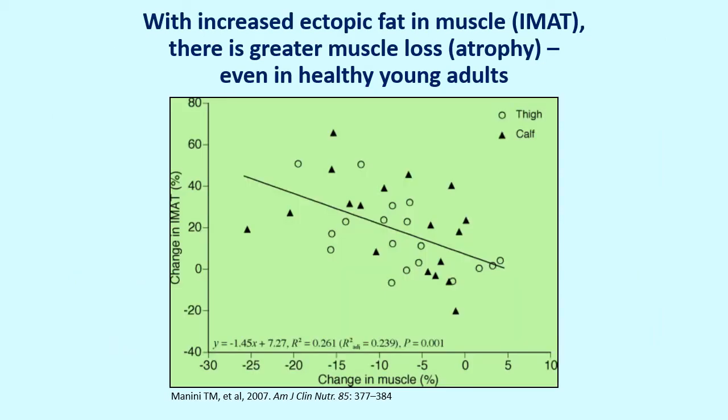What's interesting here is that I'm showing you the direct relationship between ectopic fat in the muscle and skeletal muscle loss is occurring today even in healthy younger adults. We see it in individuals in their 30s and their 40s and 50s. So we're not just talking about the sarcopenia of aging.